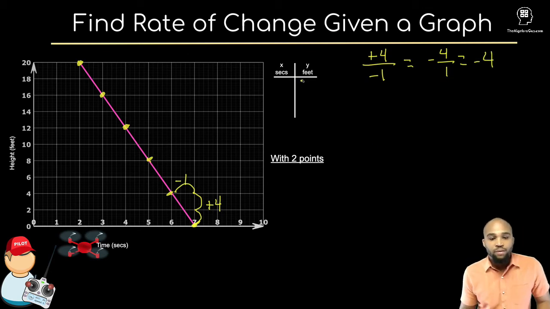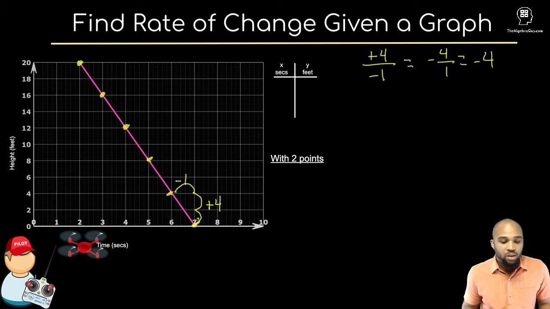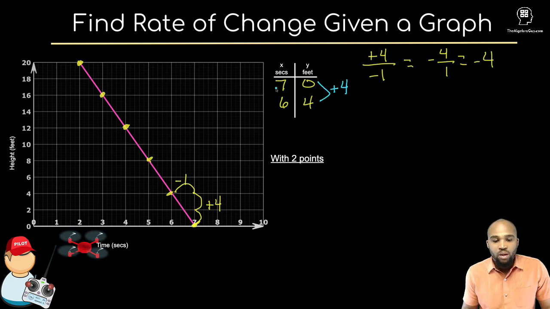Now notice I didn't have to use my table. I could have plugged in these 2 points. I could have said that this was, let's go ahead and do that. I could have said this was 7, 0, and this is 6, 4. And then when I evaluate this, I can see that I'm going to have to go up 4 and down 1. And look, we still get the same thing.